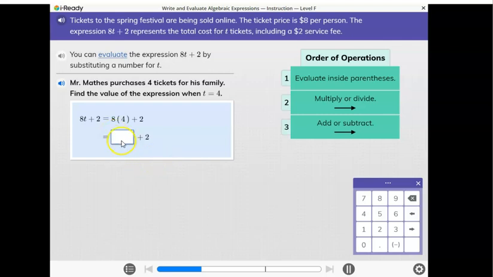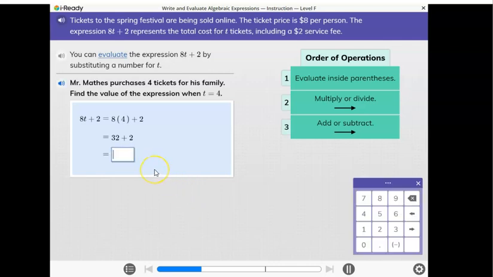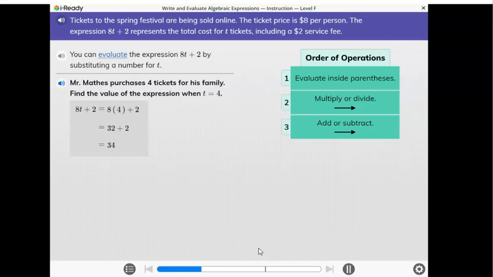So here we got plus 2 came down. We're going to multiply 8 times 4, which is 32. And now we just add 32 plus 2, 34. So the total cost of the tickets was $34.